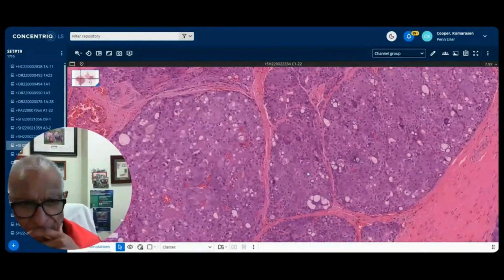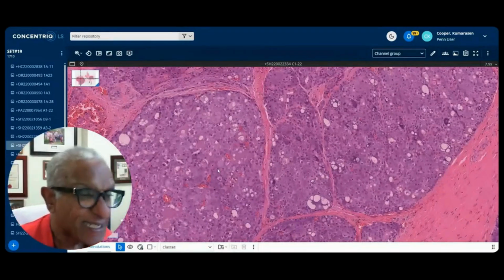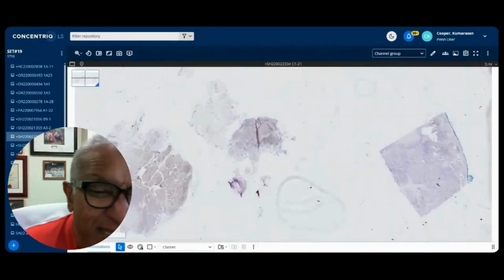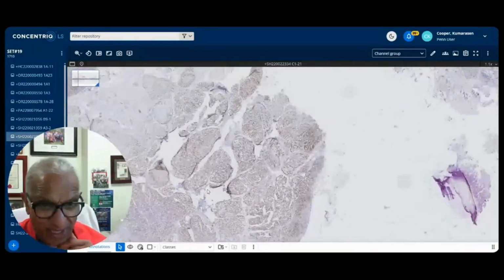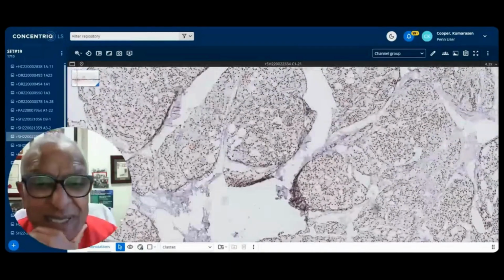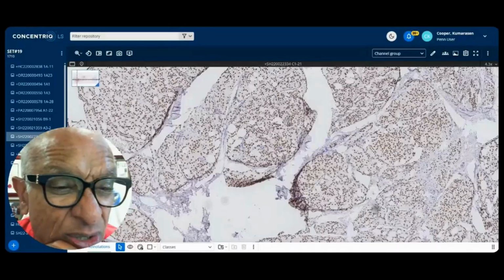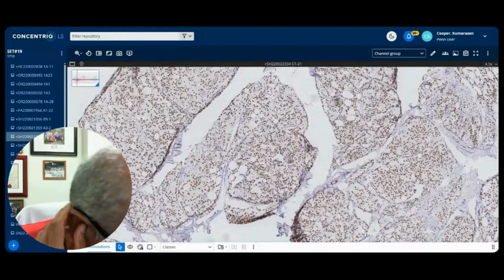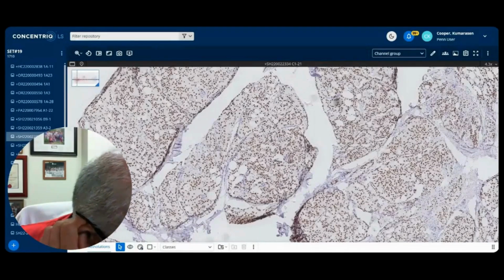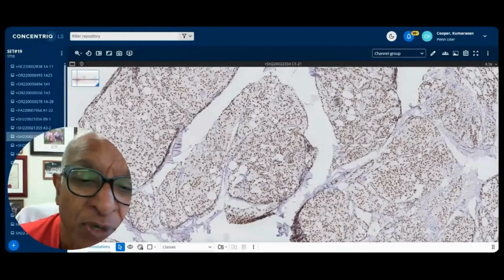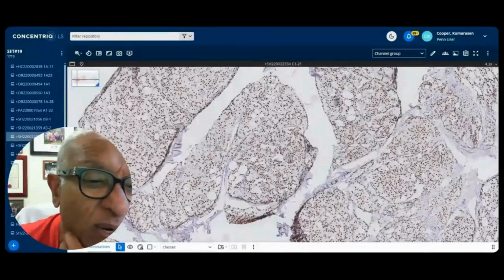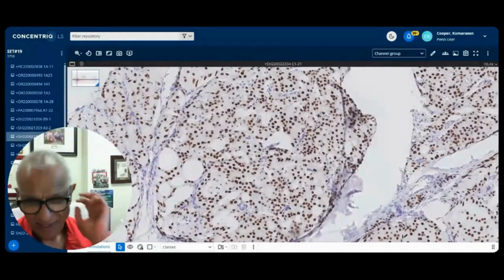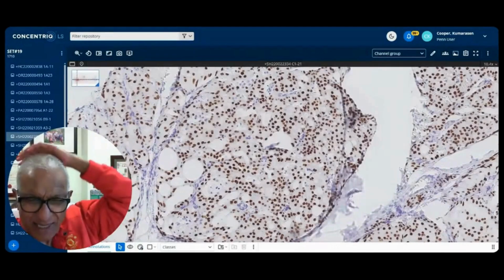The acinic, I keep making that mistake. There we go. So the NOR1 is a protein that's expressed due to the rearrangement of NR4A3, and that protein is known as NOR1, and you can see that it's beautifully positive nuclear staining in this acinic cell carcinoma.